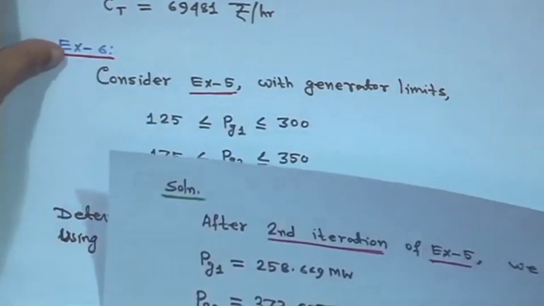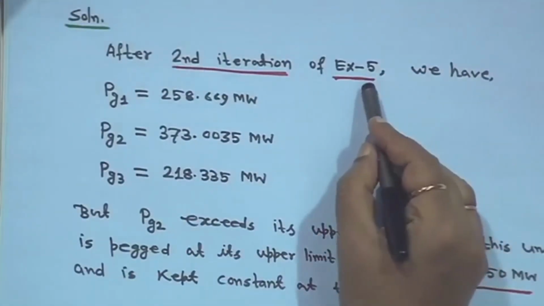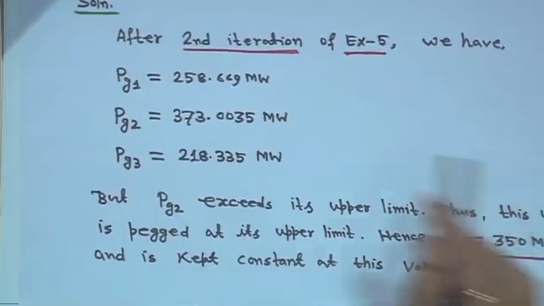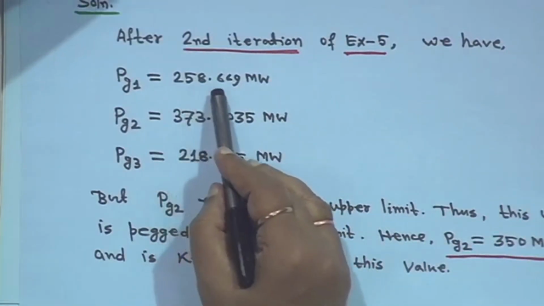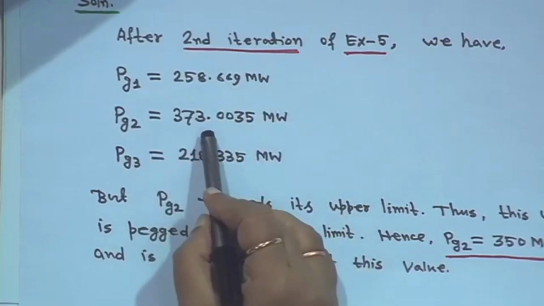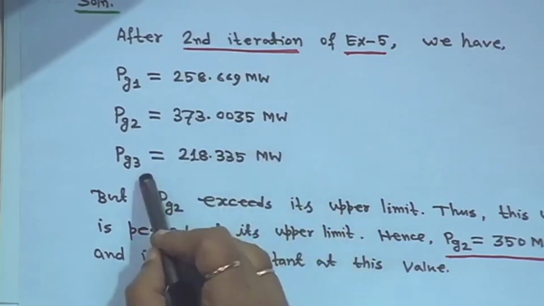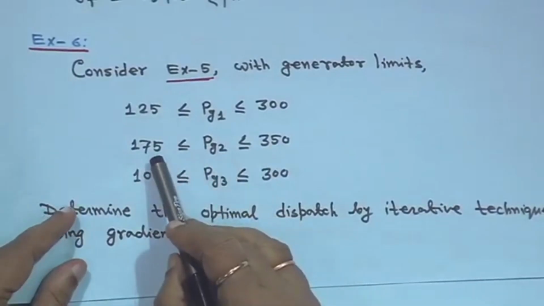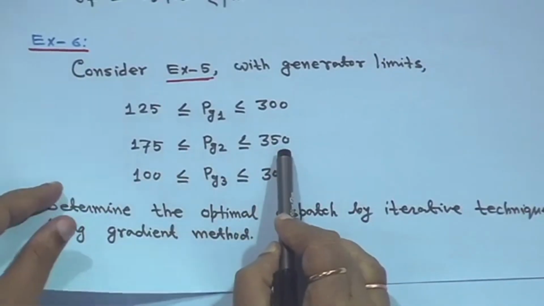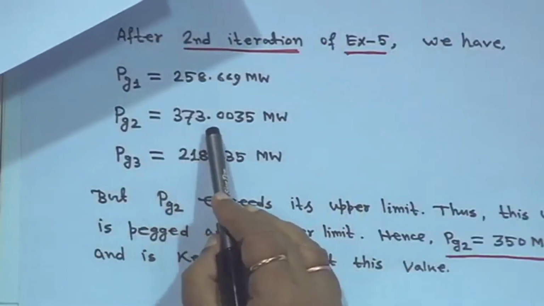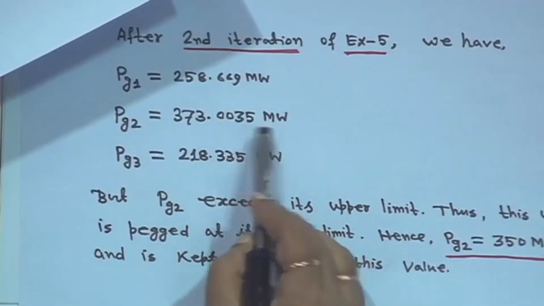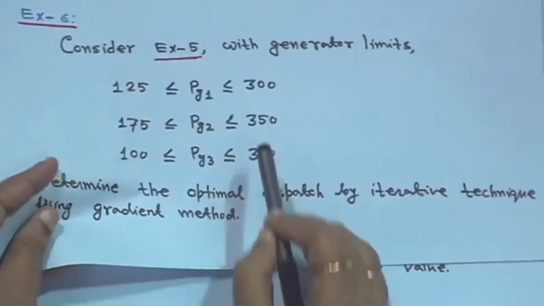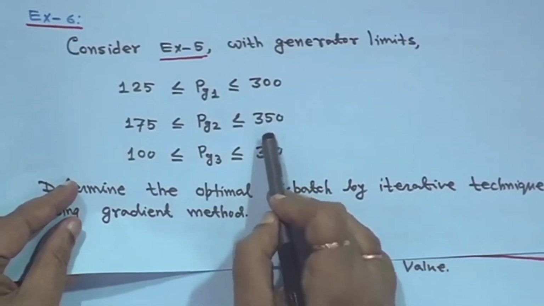Now, the question is that after the second iteration of the previous example, example 5, we got Pg1 258.669 megawatt, Pg2 373.0035 megawatt, and Pg3 218.335 megawatt. If you see, Pg2's lower limit is 175 and upper limit is 350, but here Pg2 is equal to 373.0035 megawatt. So, we cannot take this value, we have to take only the limiting value, 350 megawatt.